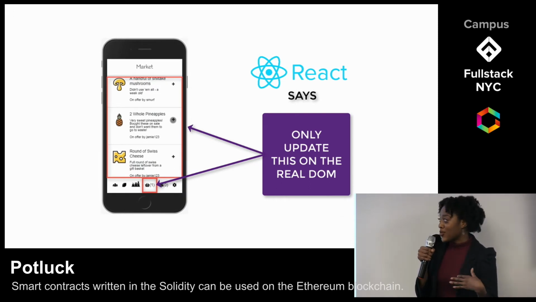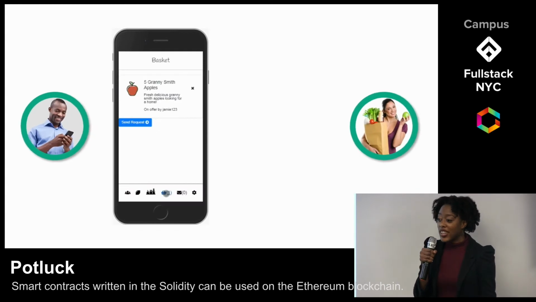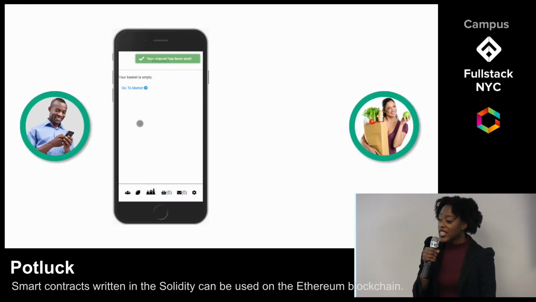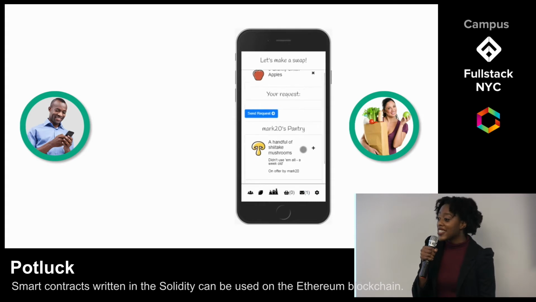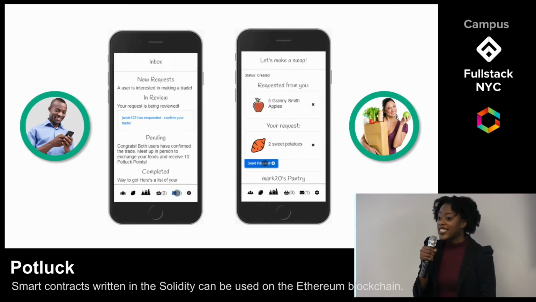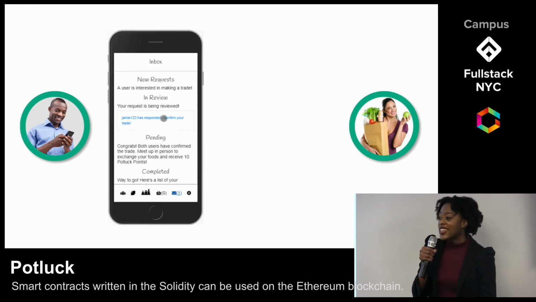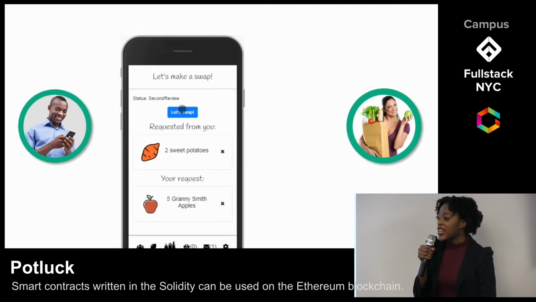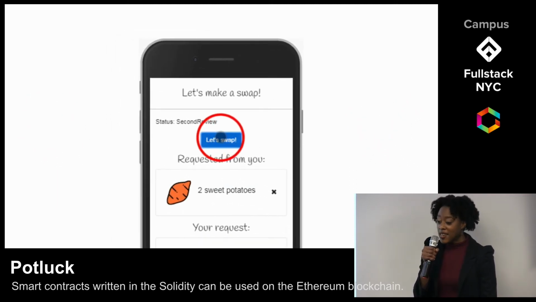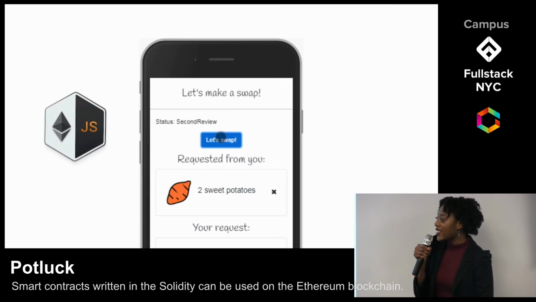So back to our swap. Once Mark sends Jamie a trade request, she gets a notification in her inbox. Now she can look through his pantry, select items, and send a request back. When Mark accepts the terms of the swap, it fires off a sequence of events that update their Ethereum smart contract, our database, and the way the view is rendered. And here's Natalie to speak more on that.